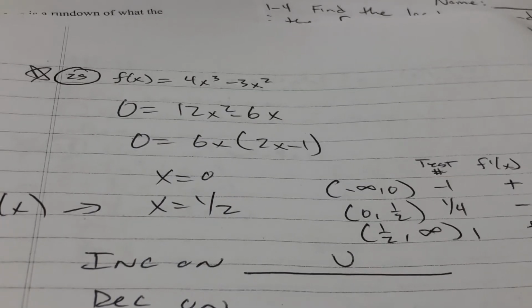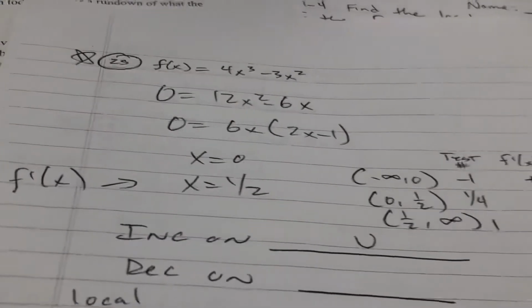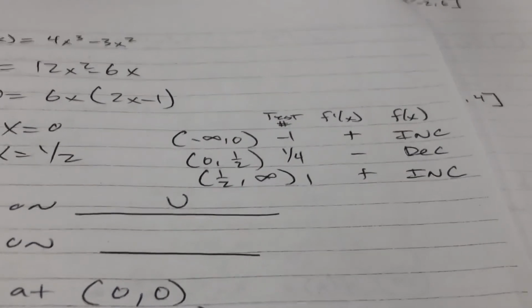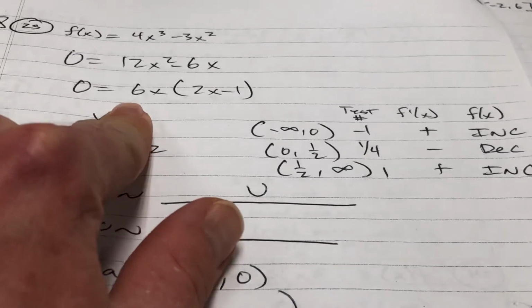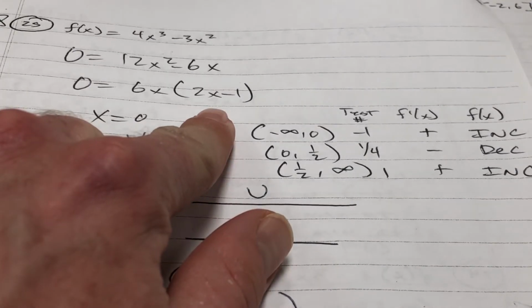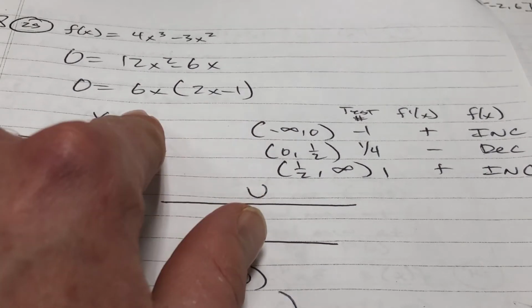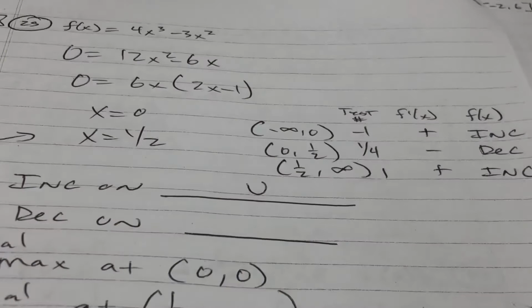First derivative, 12x squared minus 6x. Factor out the 6x. You get critical numbers of 0 and 1/2. The intervals are -infinity to 0, 0 to 1/2, 1/2 to infinity. Test numbers of -1, 1/4, and 1. If you plug -1 in, you have a negative times a negative, which is a positive. Plug in 1/4, you have a positive times a negative, which is a negative. Plug in 1, you have a positive times a positive, which is a positive.